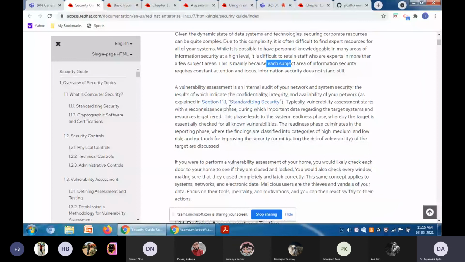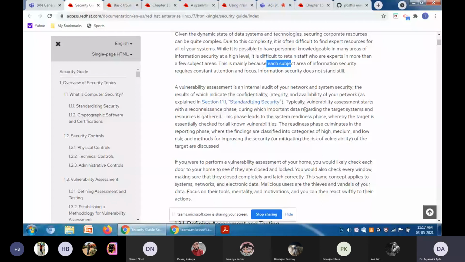Internal audit of your network and system security. Vulnerability assessment starts with the reconnaissance phase. Reconnaissance means information gathering, during which important data regarding the target system and resources is gathered. The other day we also discussed this while discussing the penetration testing phases, how important information gathering is. Without information gathering, you cannot move ahead.